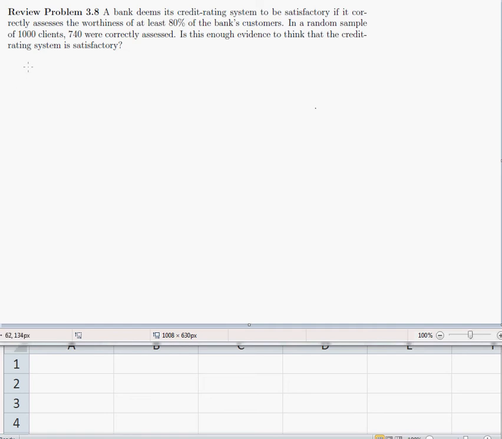Okay, so the null hypothesis will be that pi is 0.8. Or if it's greater than 0.8, that's fine with us also, but we'll take pi to be equal to 0.8. And the alternative is that this is not due to chance, so that pi is less than 0.8.